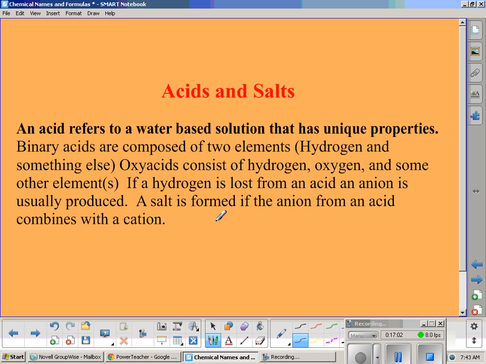Okay, our last slide of notes or explanation: acids and salts. Acids refer to water-based solutions that have unique properties. Binary acids are combined of hydrogen and usually something else. When these break down, the hydrogen goes away, and what's left is going to bond with another charged particle and form a salt. You can probably read this without me reading it to you.